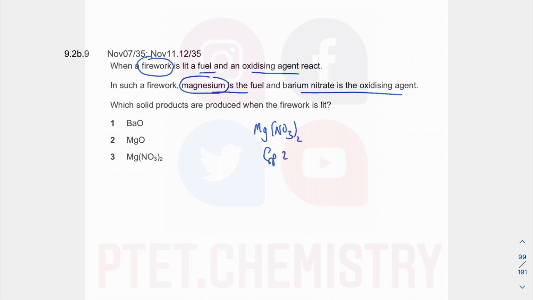So there's your group 2 nitrate. It will not survive the intense heat under which this reaction proceeds. And what will happen is, we know the group 2 nitrate will decompose to give you magnesium oxide and the NO2 gas as well as oxygen gas.